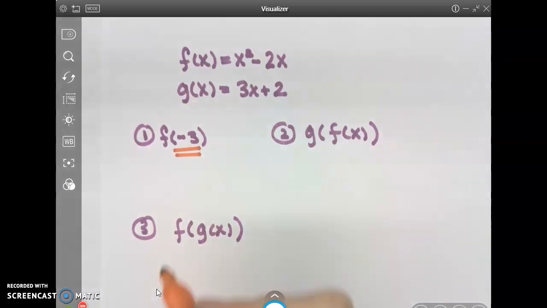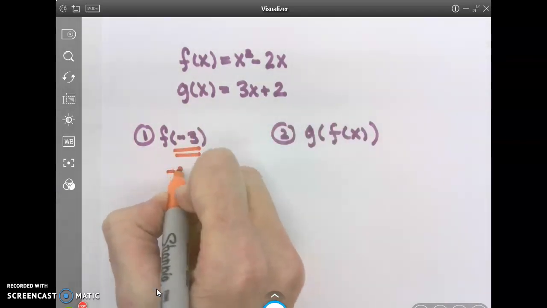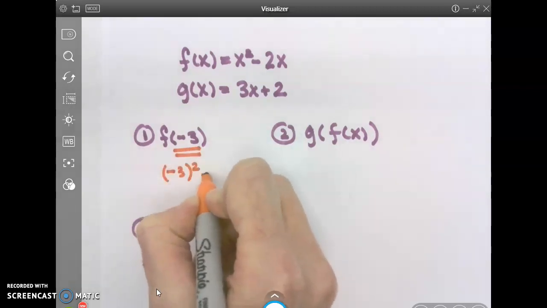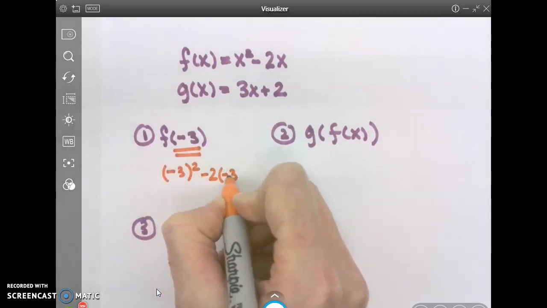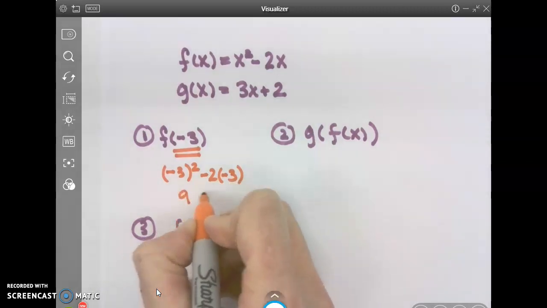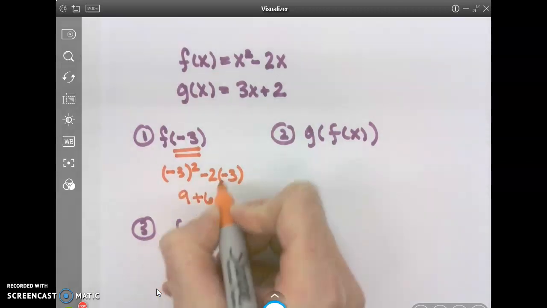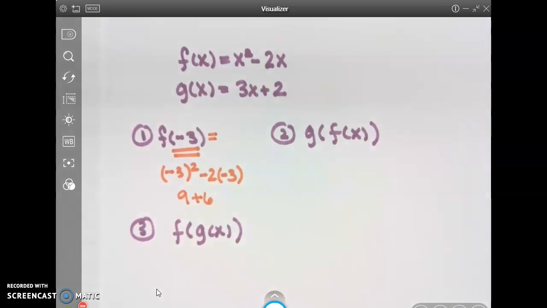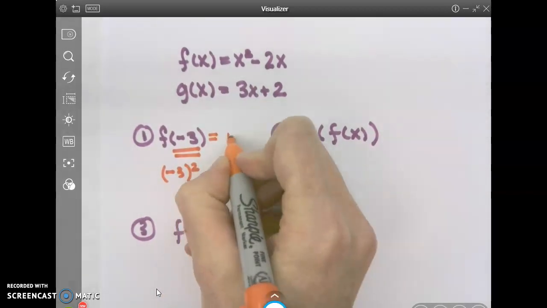So I'm going to replace every x, and I like to use parentheses again around my substitute, because that helps me, especially if I'm using a calculator, that I won't get the wrong answer. So negative 3 squared. You don't need a calculator for it. What is a negative times a negative? And this is going to be a positive 9. So 9, and that gets us a positive 6. So f of negative 3 is really just 15. Boom, you're done.